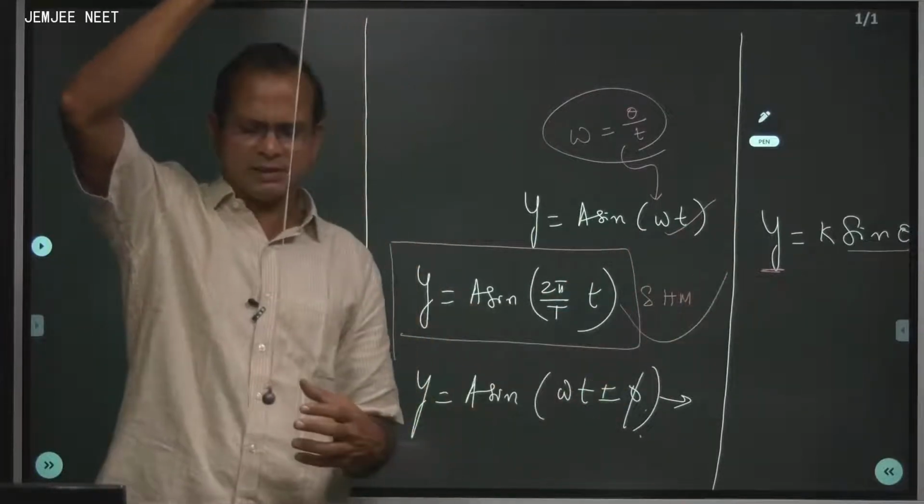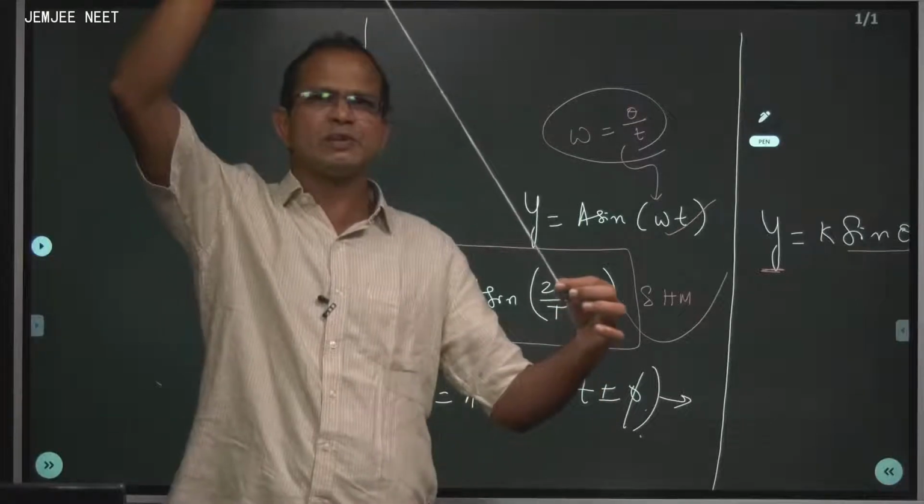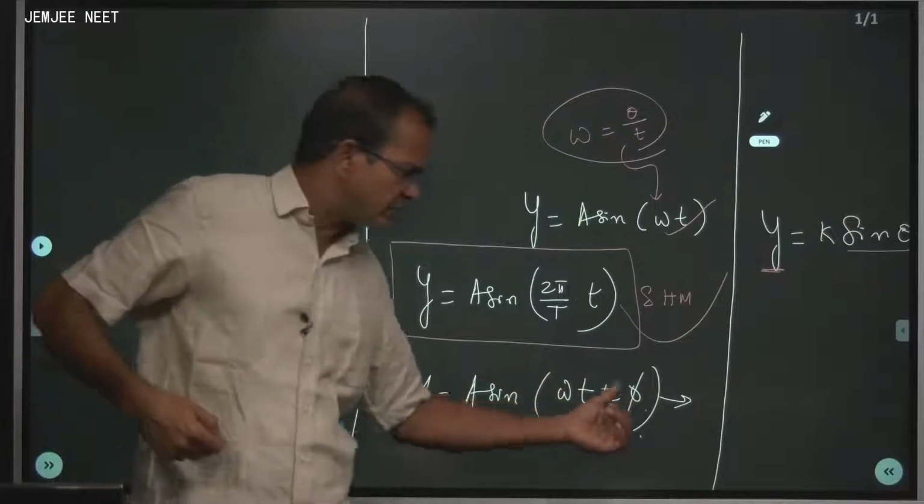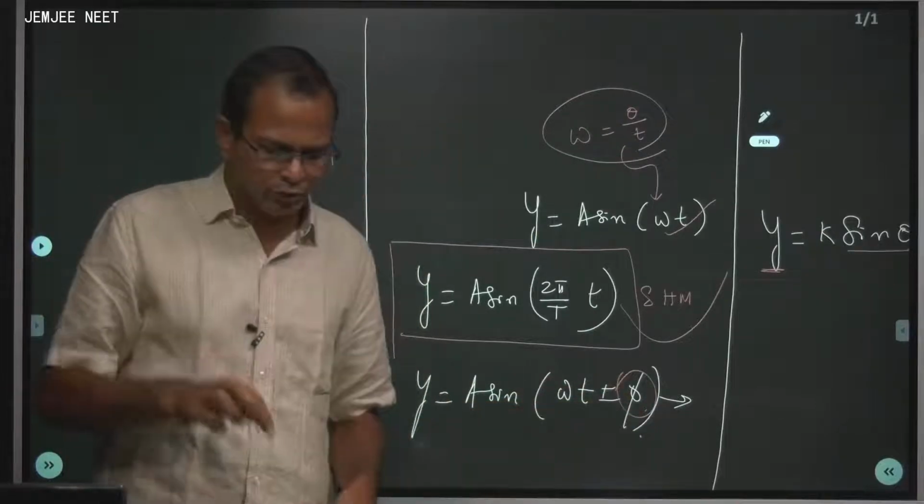Suppose you begin the oscillation when the displacement is 30 degree or 60 degree somewhere, then it is called that: this is 30 degree, this is 60 degree. Okay, I hope you got it.